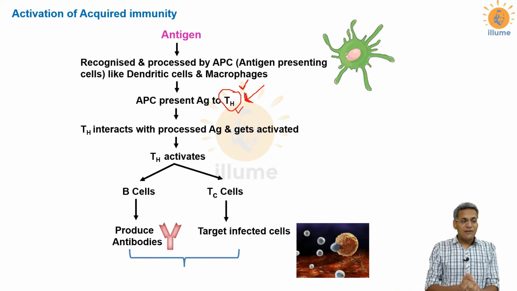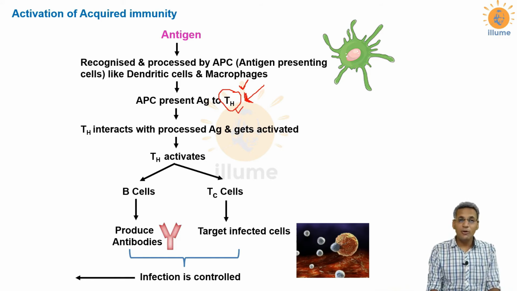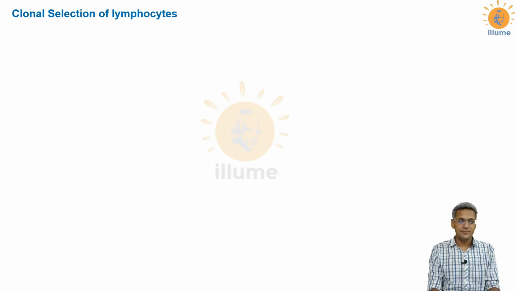So after the target infected cells are dealt with and antibodies are produced, the infection is now under control, and when the infection is under control, T suppressor cells are activated. They would now inhibit B cells and T C cells because the work has been done.